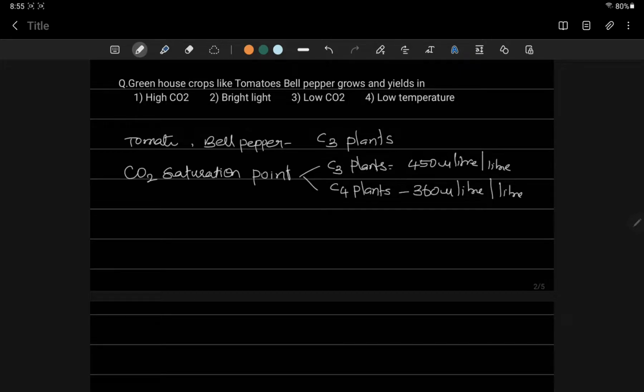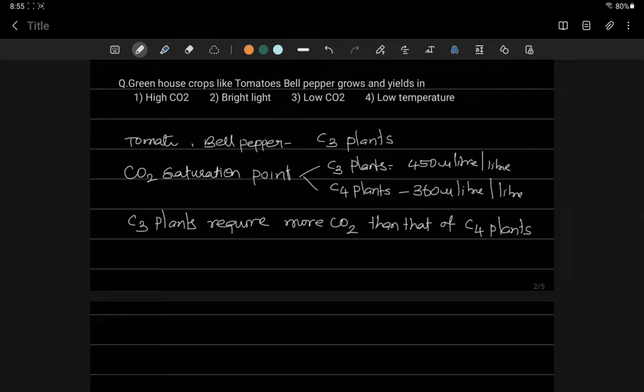So, according to this data, we can understand that C3 plants require more carbon dioxide than that of C4 plants. That is, at a lower level itself, C4 plants' CO2 requirement gets saturated. But for C3 plants, that much carbon dioxide is not enough. It requires 450 microliters per liter. So by this data, we understand that C3 plants require more CO2.